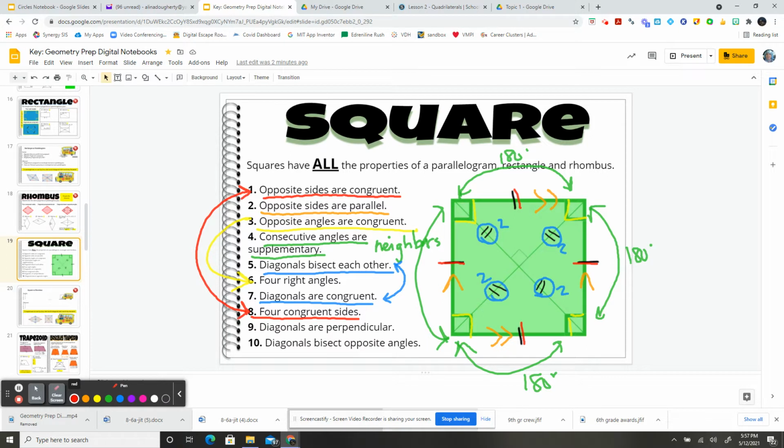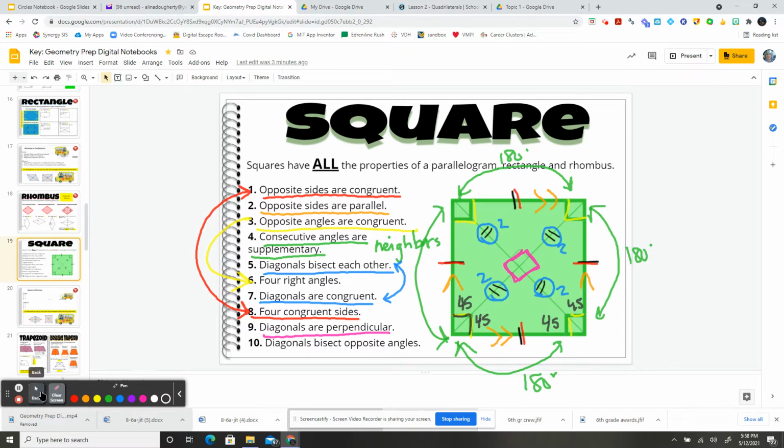And then diagonals are perpendicular. These diagonals right here in both a rhombus and a square are perpendicular. Diagonals form right angles. They're called perpendicular. And then diagonals bisect. That means if this is a right angle, it cuts it in half. So that's 45 degrees and 45 degrees and 45 degrees and 45 degrees. Oh my gosh, that is so many things on that square. That is a rainbow mess, right?